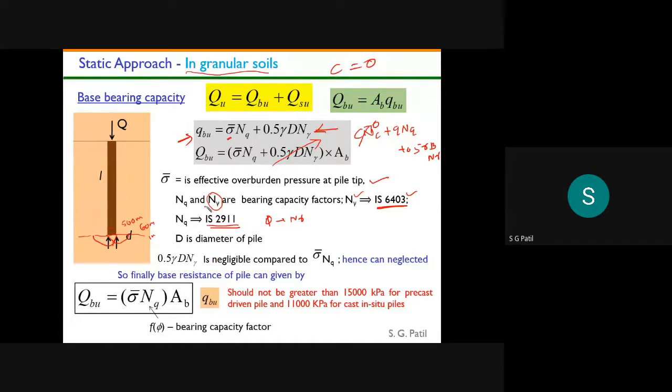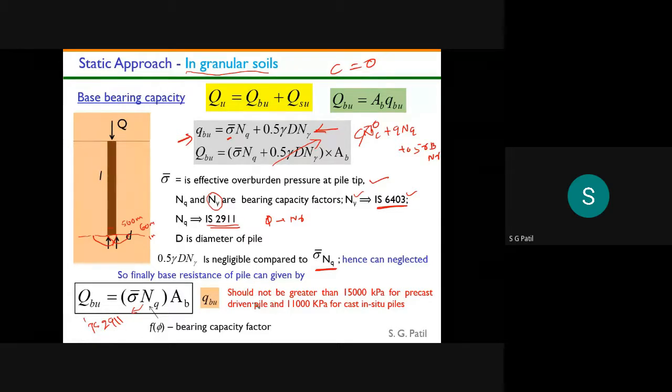That's what I have written here: 0.5 gamma D N gamma is negligible compared to sigma bar into NQ, hence it is neglected. So finally your base resistance is sigma bar into NQ into the cross-sectional area, that is the base cross-sectional area of the pile. This NQ is a function of the phi value, and I will get this NQ from IS 2911.